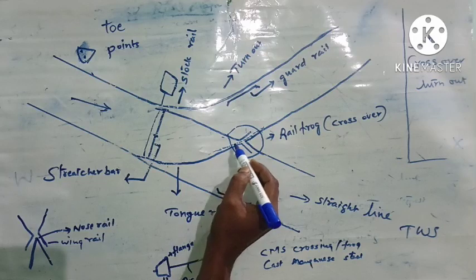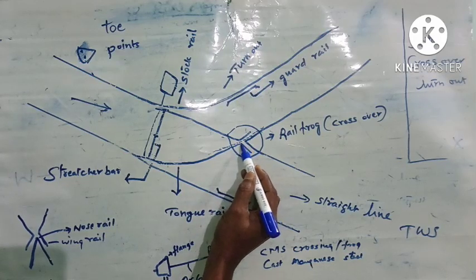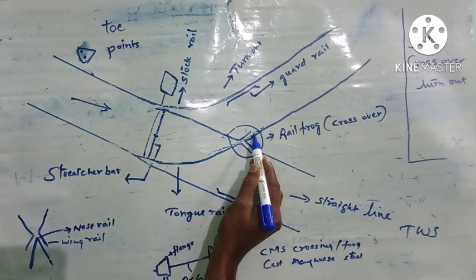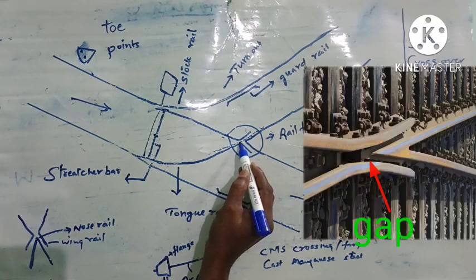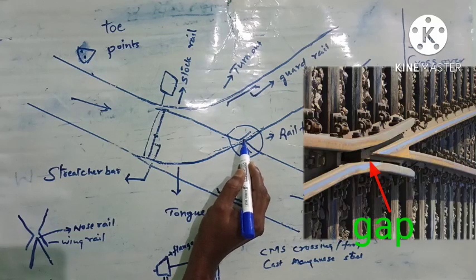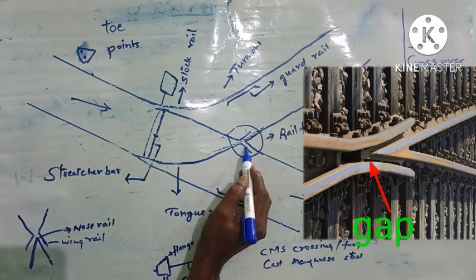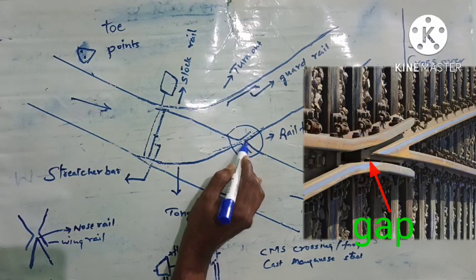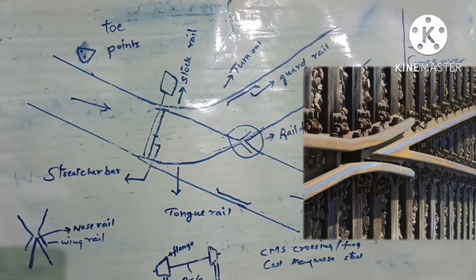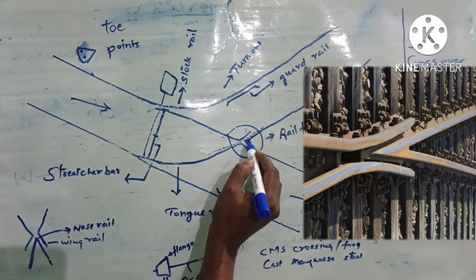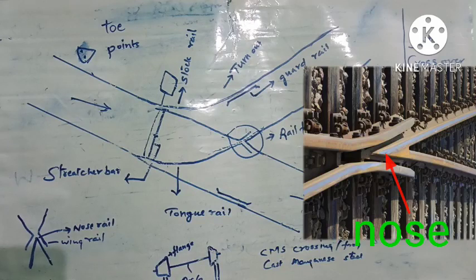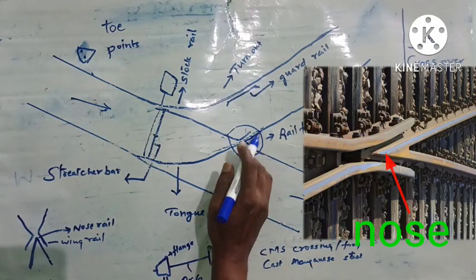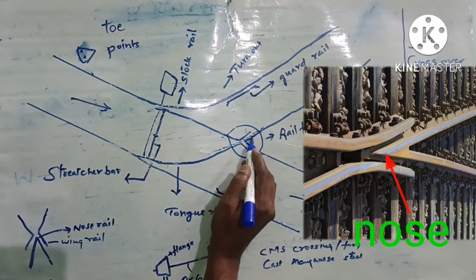Here while the wheel is moving towards here, we can see there will be a drop, then it will be moving on this nose rail. Here you can see there is a small gap. In this gap the wheel will drop, and on the drop it will give high pressure or high weight on this nose. So this nose should be very hard, otherwise there is a likelihood of it wearing out.